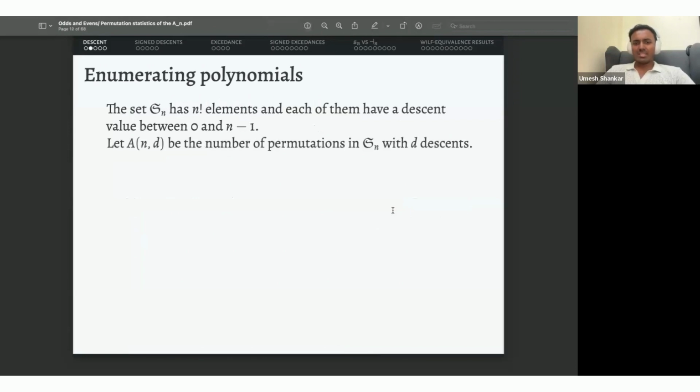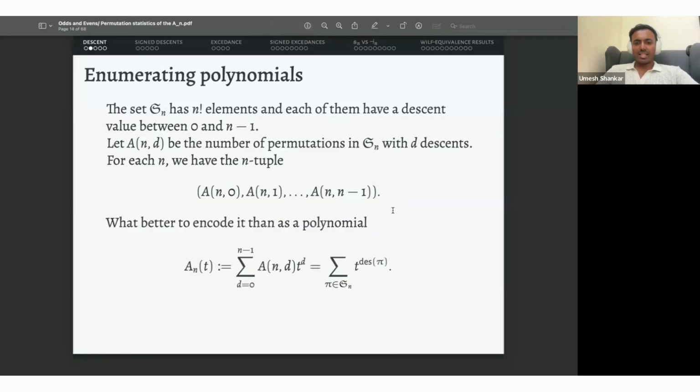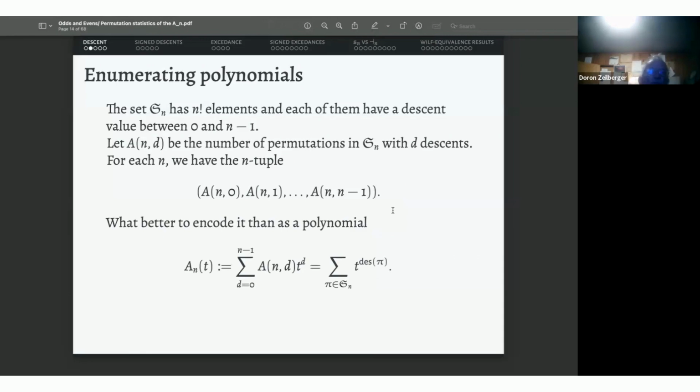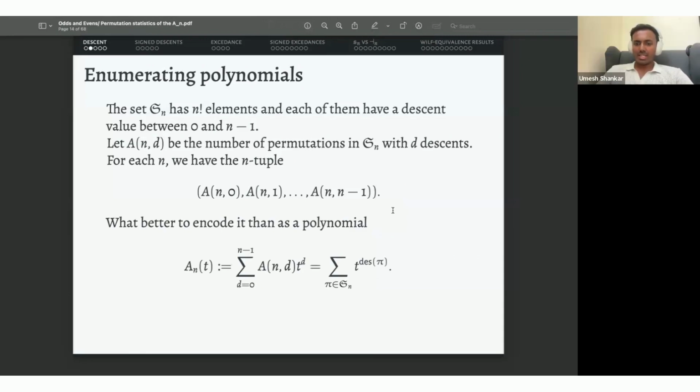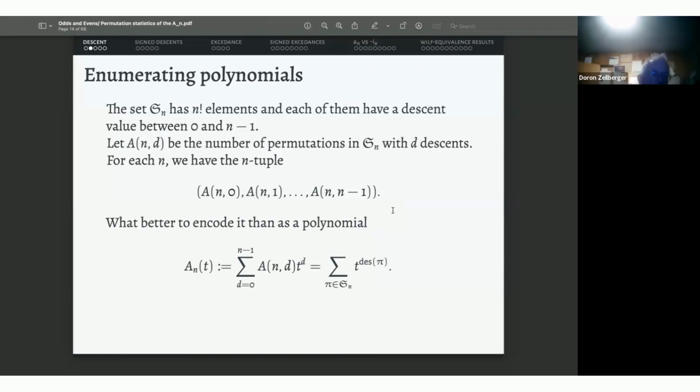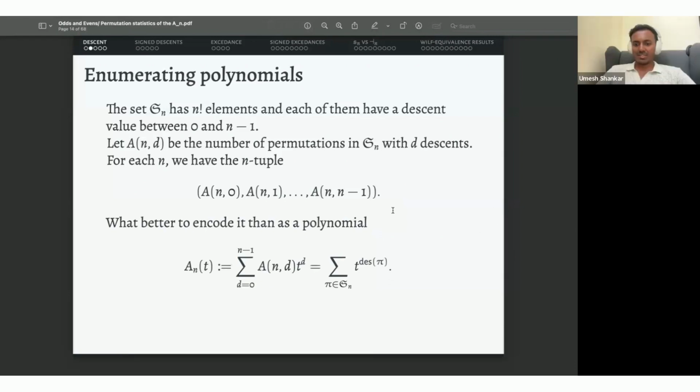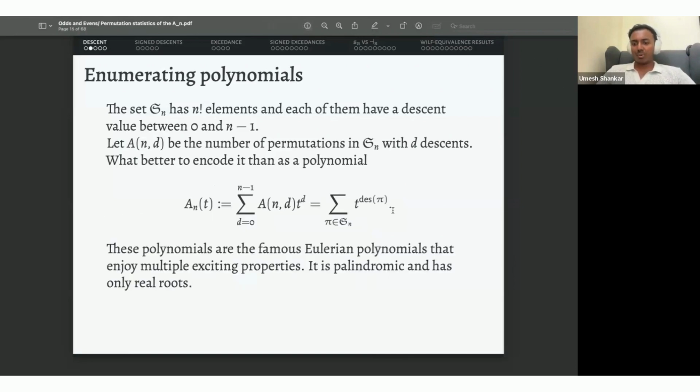Let a_{n,d} be the number of permutations in S_n with d descents. For each n, we will have an n-tuple: a_{n,0}, a_{n,1}, and so on till a_{n,n-1}. We will encode this as a polynomial. A_n(t) will be defined to be the sum running from d equal to 0 to n minus 1 of a_{n,d} t^d. This is also what we get when we count each permutation by t to the power of the descent of that permutation. This is the famous Eulerian polynomial.